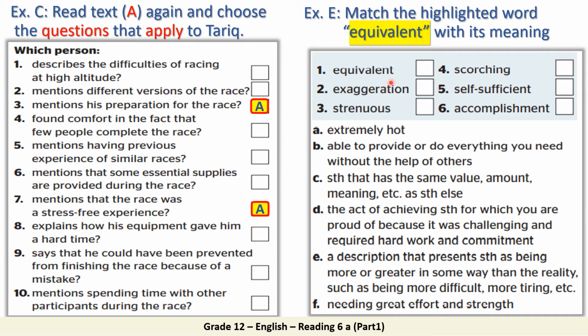How about the meaning of the word equivalent? Have you looked it up? Exactly, it's C. Equivalent means that something has the same value, the same amount, or the same meaning, etc., as something else. Very good. You can take 3 points right here. Okay, we are going to do the same with text B. Please continue.